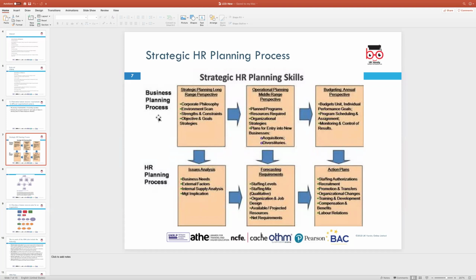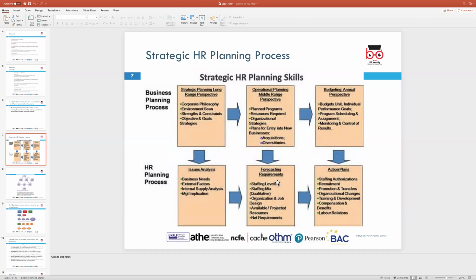And then obviously they also look at keeping a check on the budget, controlling how much they're going to spend and how much they need to make. So all of these factors are done in the business planning process, which is the first three boxes on the top. And then the HR plan is aligned based on these processes. So for example, the strategic plan is analyzed by the business. What the HR plan does is they look at the business needs and then they look at the external factors that would affect these business needs.